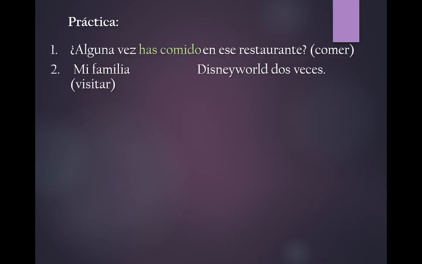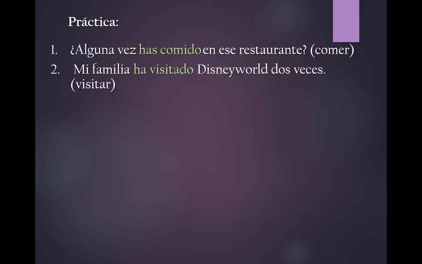So if yo he, I have, tú has, you have, well, then the next one would be the one that would go with familia, and that's ha, letters H-A. And then we want the past participle of visitar, which would be visitado.